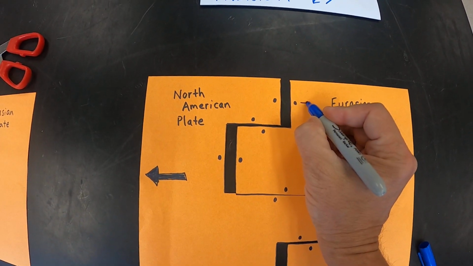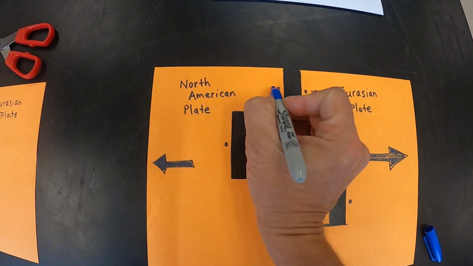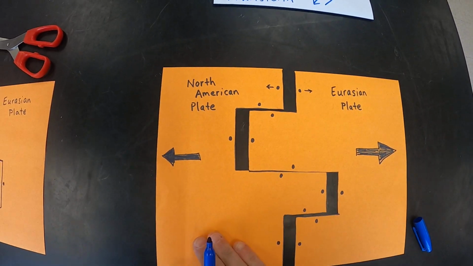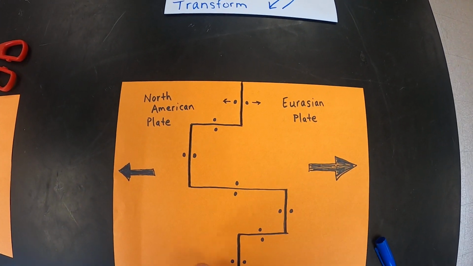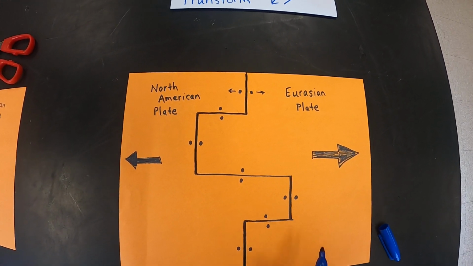So for example, these top two dots here, as we pull the plates apart, this plate causes this dot to move to the right, and this plate's moving to the left. So in that leg of the plate boundary, we certainly have a divergent plate boundary.